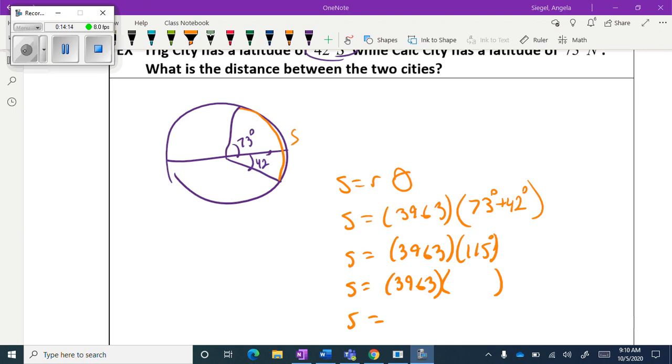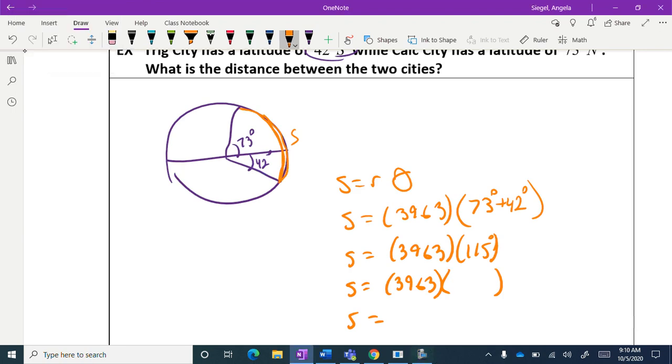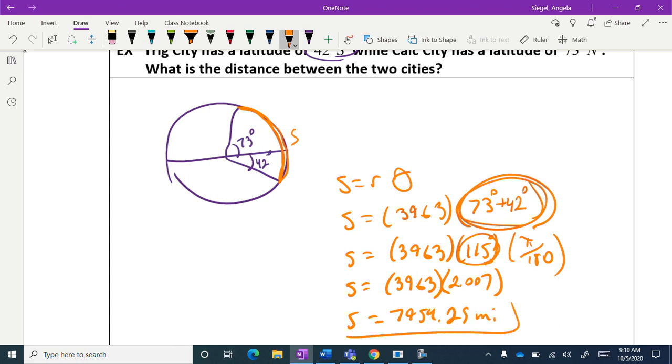Okay, so in this case, we're trying to find all of this. So I need to add the 73 and 42 together, and I got 115. Again, I can't use 115, I have to transfer that to radians. So I'm going to multiply by pi over 180, and I get about 2.007. And then when I add these together, I get this, and we are done.